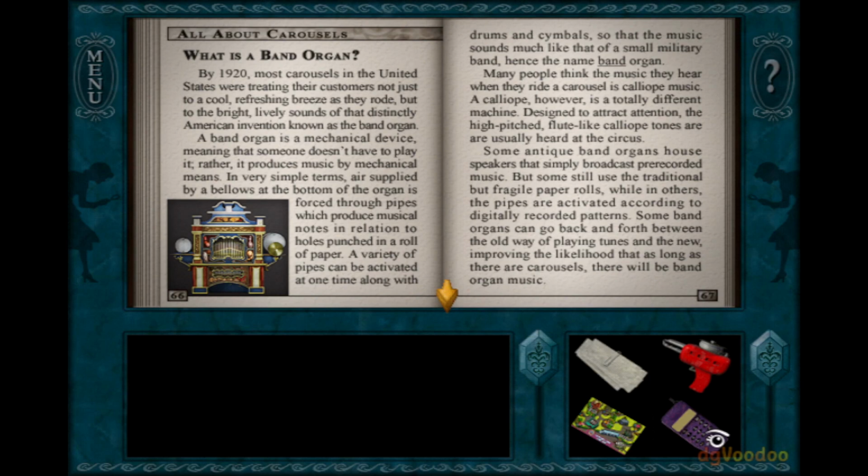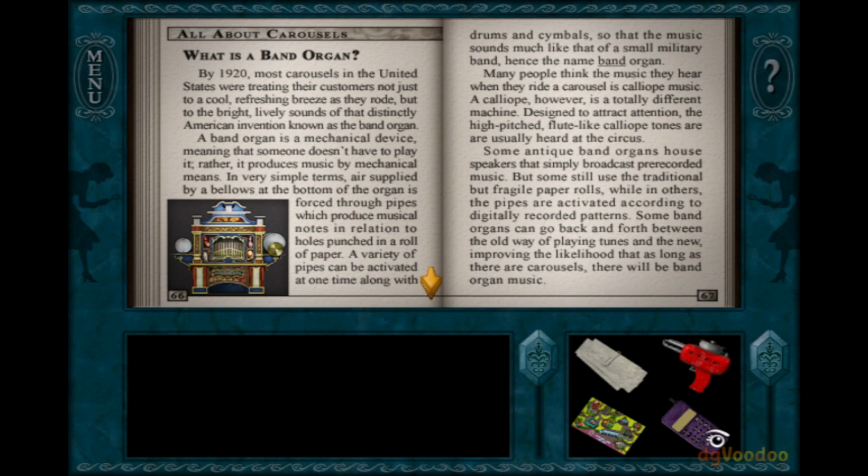Many people think the music they hear when they ride a carousel is calliope music. A calliope, however, is a totally different machine, designed to attract attention. The high-pitched, flute-like calliope tones are usually heard at the circus.